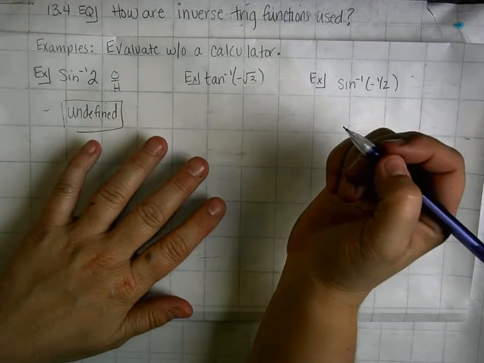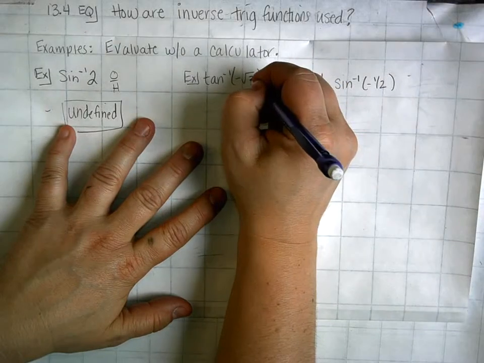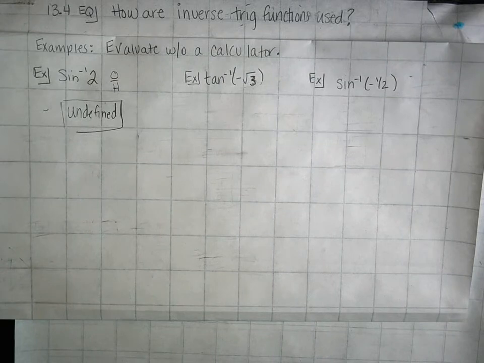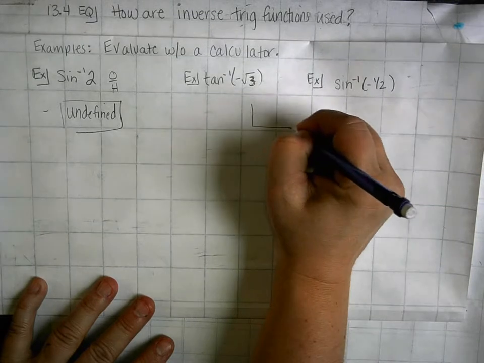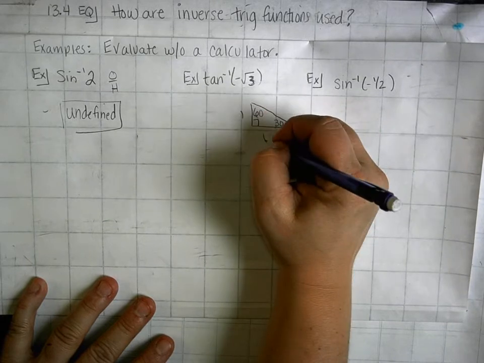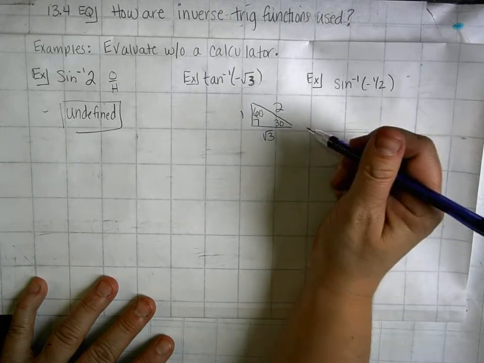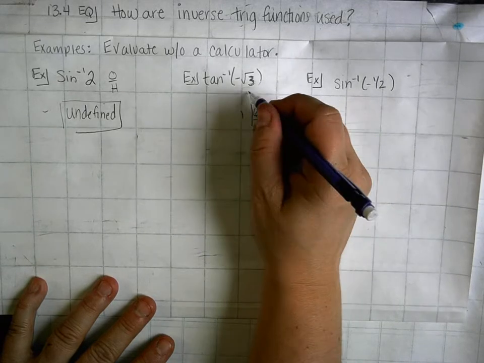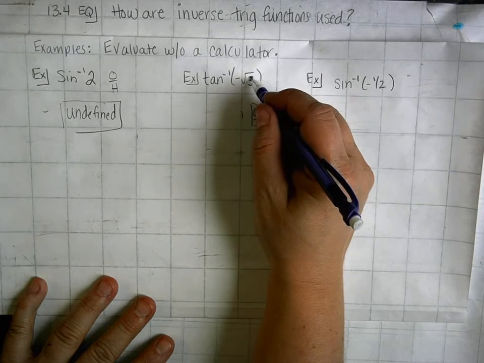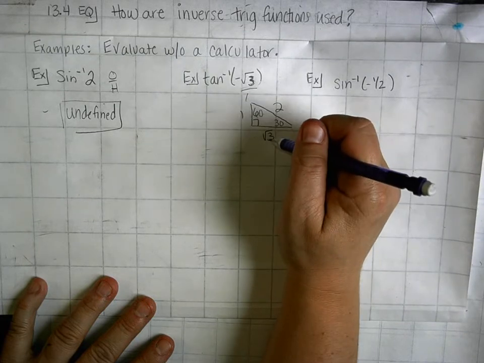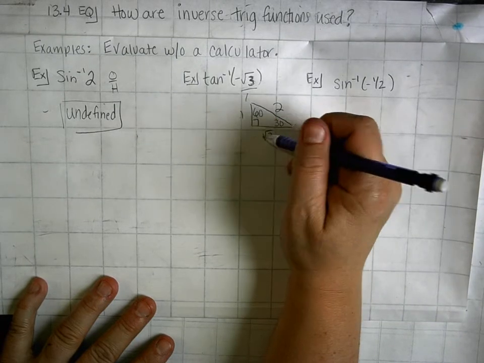Looking at the second example, this says the inverse tangent of negative square root of 3. This leads us to believe that we're talking about a 30, 60, 90 triangle. So I'm going to sketch one here, a 30, 60, 90. I happen to know that tangent is the opposite over the adjacent. Okay, so I want my opposite side to be negative square root of 3 and my adjacent side to be positive 1.